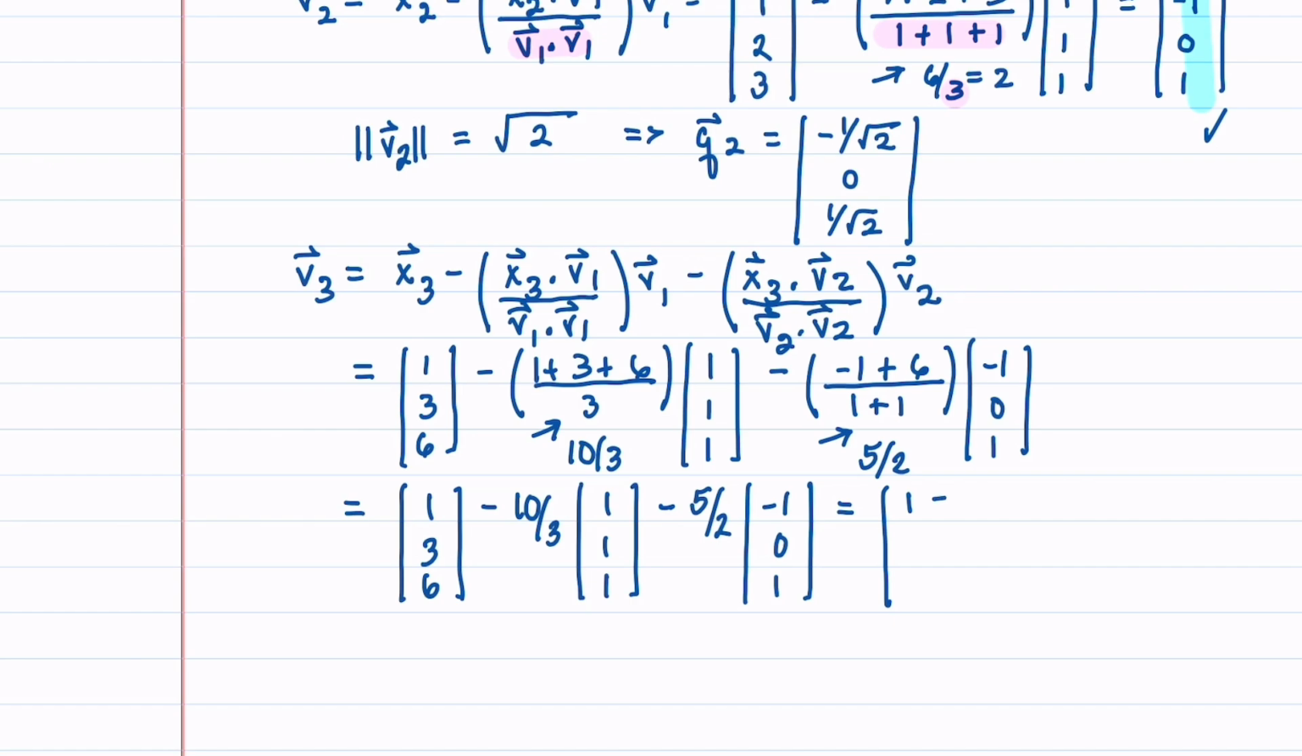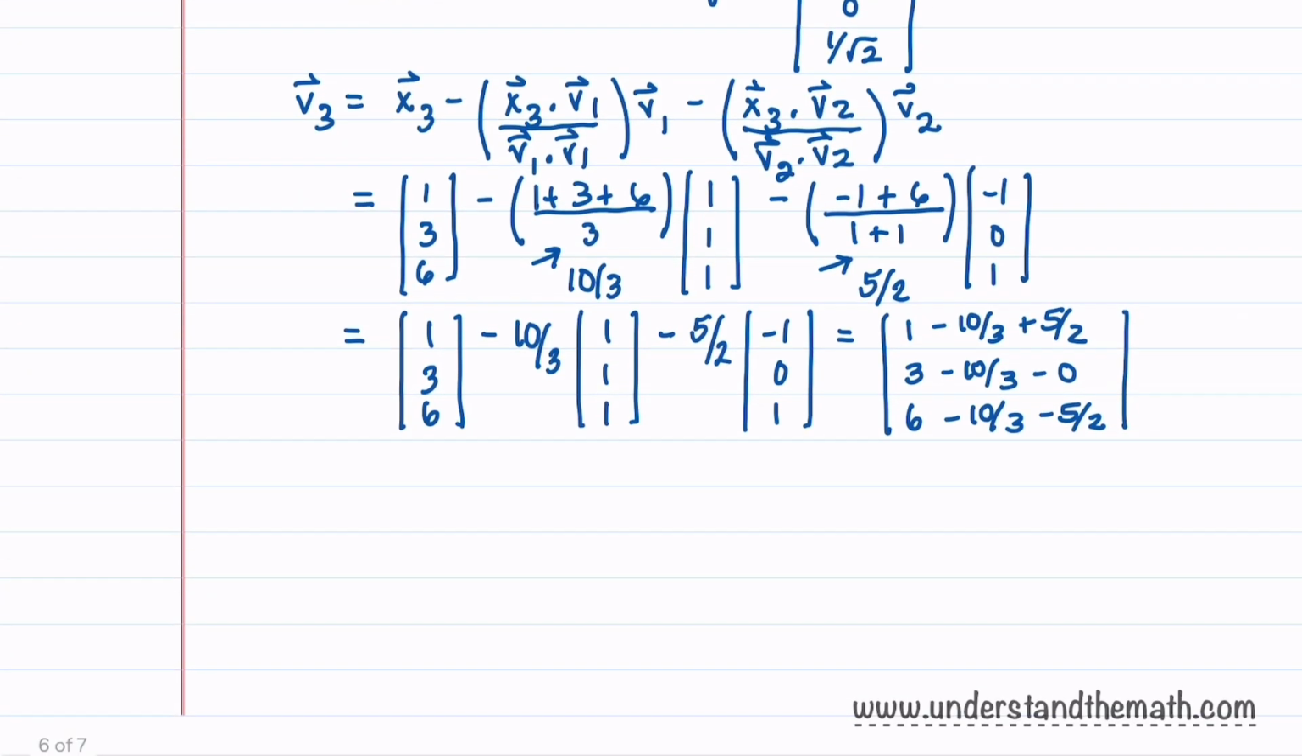We have 1 minus 10 thirds plus 5 halves. And then we have a 3 minus 10 thirds minus 0. It's always nice when there's a 0. And then 6 minus 10 thirds minus 5 halves.